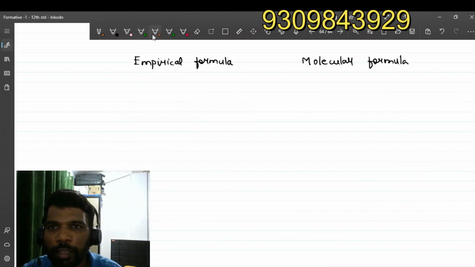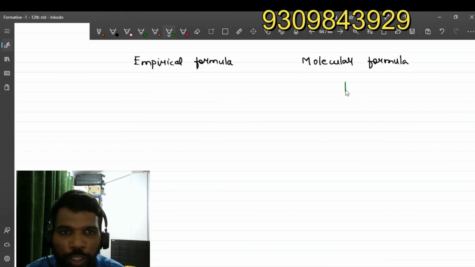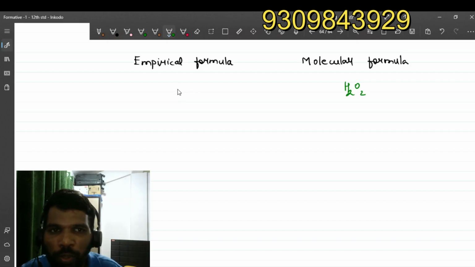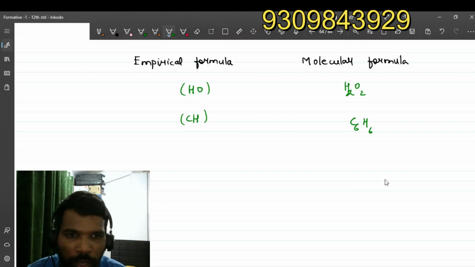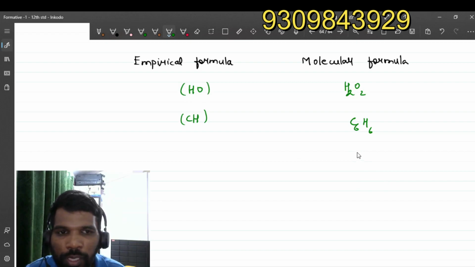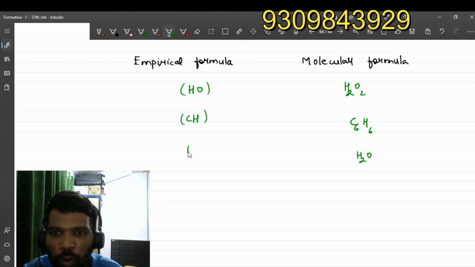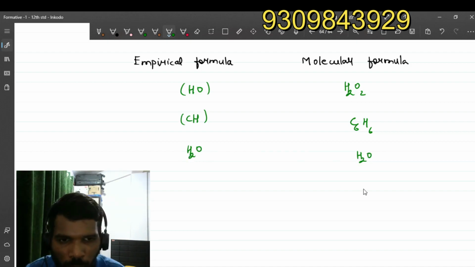Like if we write a molecular formula of H2O2, hydrogen peroxide, what is the empirical formula? You can take maximum 2 common. So HO is the empirical formula. Benzene, C6H6. You can take 6 common. So CH is the empirical formula. We can take examples like H2O. In H2O, you cannot take anything common. So here the empirical formula is the same as the molecular formula, right? So it is this way.